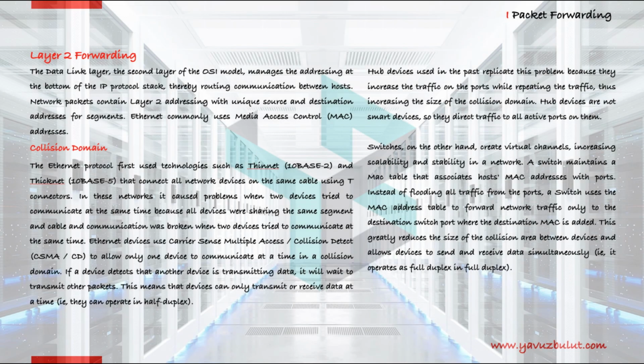The data link layer, which is the second layer of the OSI model, manages addressing below the IP protocol stack, so that communication between hosts is routed. In Layer 2, MAC addresses are used for communication.